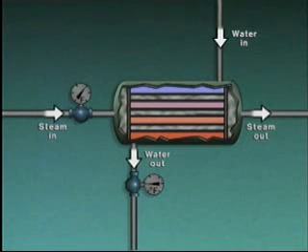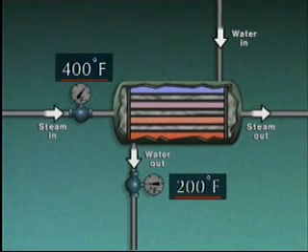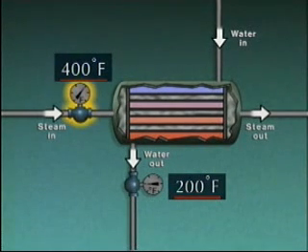In this system, steam flows through tubes in a heater and heats water that flows around the tubes. At the moment, the temperature of the steam entering the heater is 400 degrees Fahrenheit, and the temperature of the water leaving the heater is 200 degrees Fahrenheit. Now, suppose a process disturbance causes the temperature of the steam to suddenly rise to 500 degrees. What do you suppose will happen to the temperature of the water?